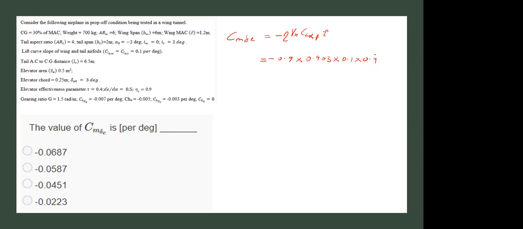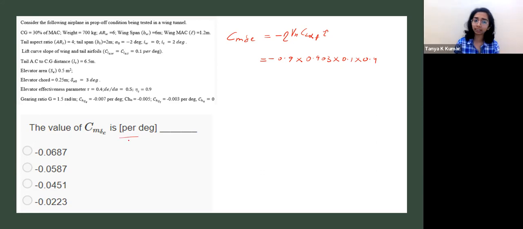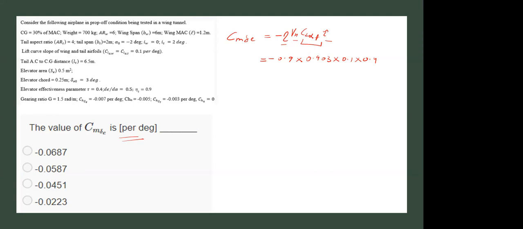I think we need to convert 0.1 into radians. They've asked you in per degree, so that is fine. This is dimensionless, this is dimensionless, this is dimensionless. Only this is in per degree. So you don't have to convert it into per radians. That is all right. Is anything else wrong with this? Is this correct? Yes, ma'am, it is correct.